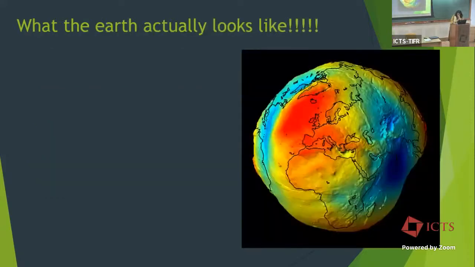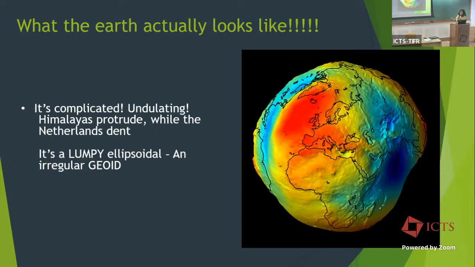But really, I mean, is that what it is? So this is actually more like what the Earth looks like. It's not a perfect oblate spheroid or an ellipse, right? Anybody disagree? Flat, okay. No need for all this complicated. We could just go straight into using a GIS. So yes, it is complicated. The Himalayas protrude while the Netherlands dent. So it's more like a lumpy ellipsoidal, or the term for that is an irregular geoid.